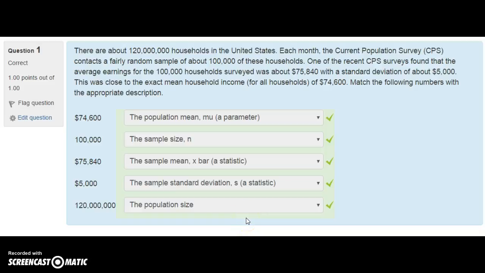These are the solutions to the Chapter 11 quiz. This first question just teases out the difference between the population of all households and the sample that was actually surveyed. So each one, the population and the sample, is going to have its own mean, its own standard deviation, and its own size.